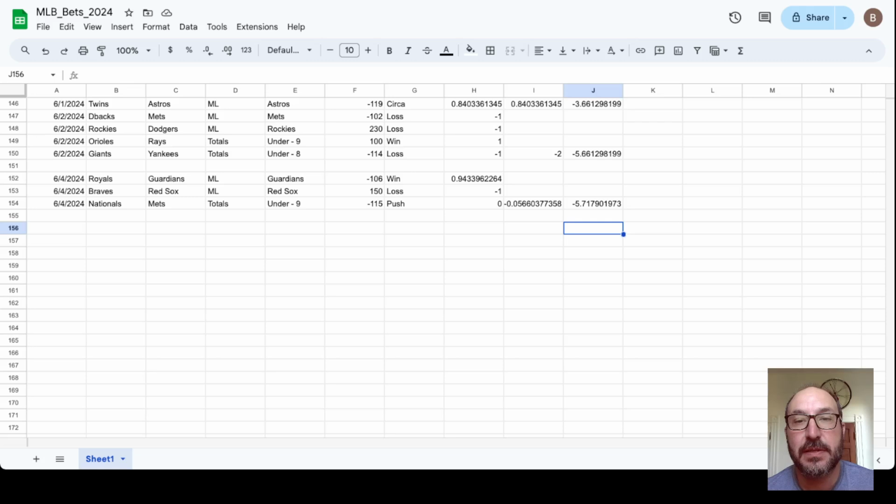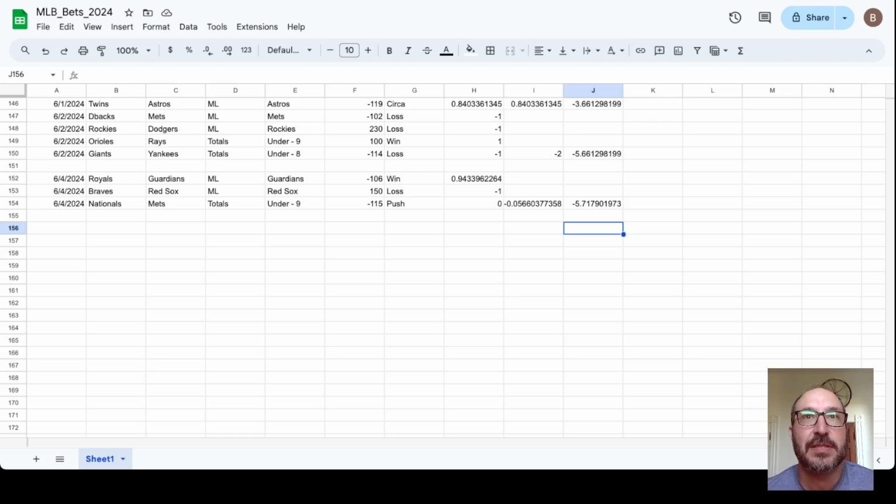Let's, as always, review the picks from yesterday. Yesterday we had three picks and ended up with one win, one loss, and one push. The Guardians beat the Royals 8-5. They were actually down 5-0 before staging a big comeback. So we're up 0.94 units on that.